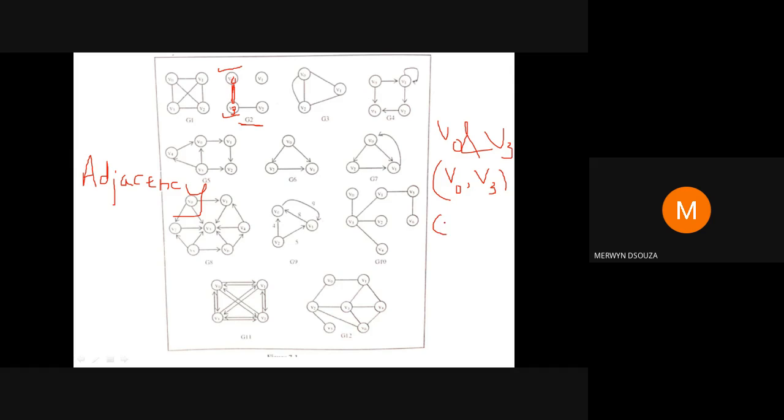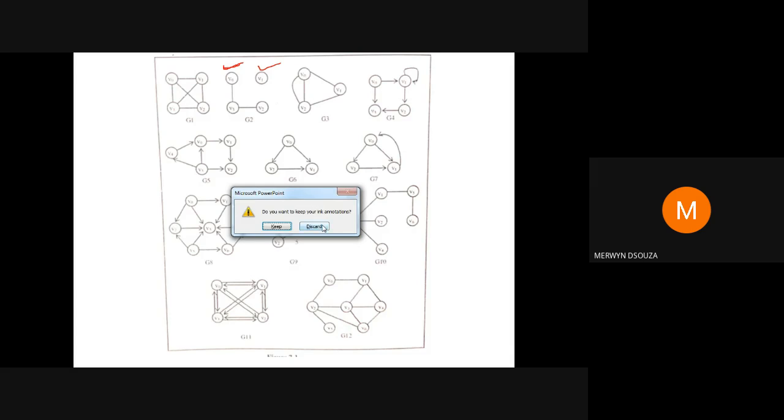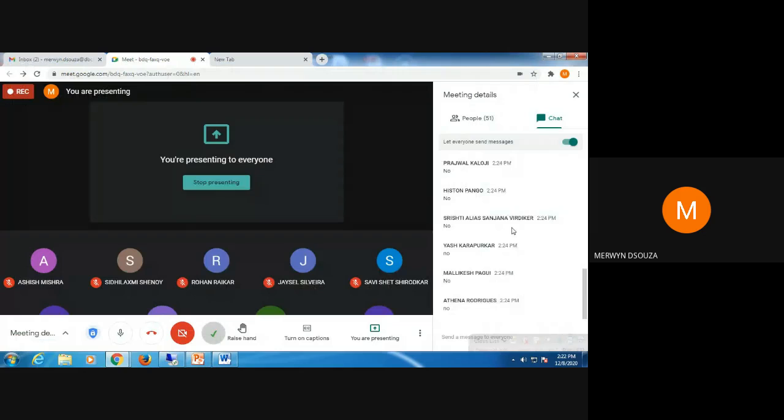Now, like I told you, this edge could also be named V3 comma V0. I could have said there is an edge present from V0 to V3 and from V3 to V0. It's the same edge. Therefore, these two vertices are adjacent to each other. Can you tell me if in that same graph these two vertices, V0 and V1, are adjacent to each other? You can type in the chat. No, correct, because there is no edge between them.